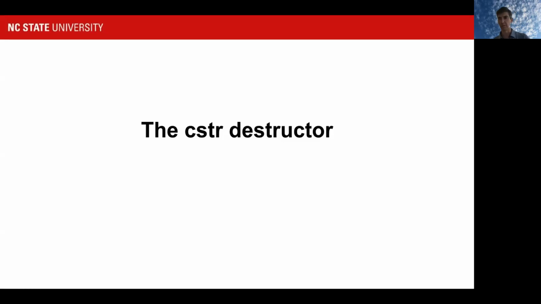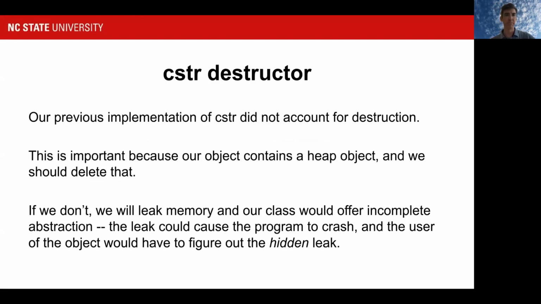In this video, we're going to talk about the destructor that we need to add to the C string object we just created. So in our previous implementation, we did not account for destruction. This is important because our object contains a heap object, and we should delete it when the object gets destroyed. If we don't, we'll leak memory, and our class would offer an incomplete abstraction.